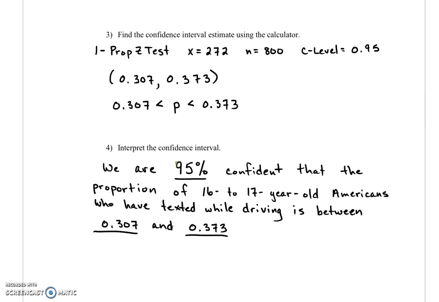So this number is always your level of confidence. And these two numbers are always your bounds. So your lower bound and your upper bound.